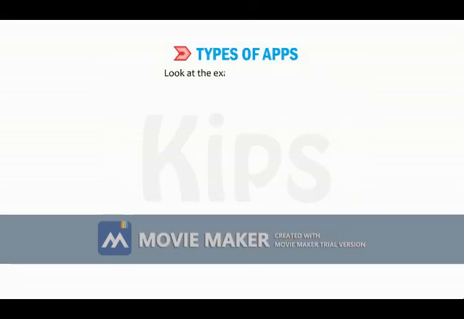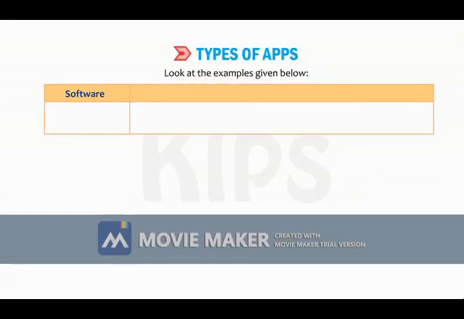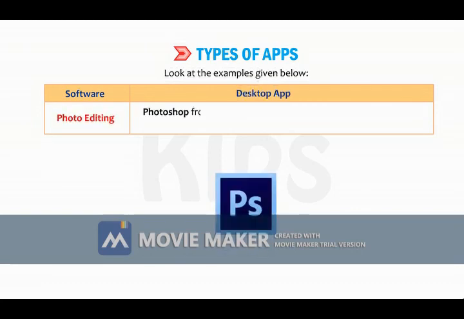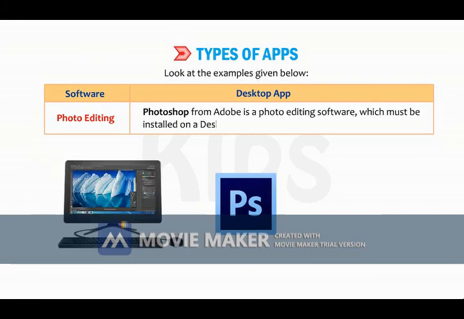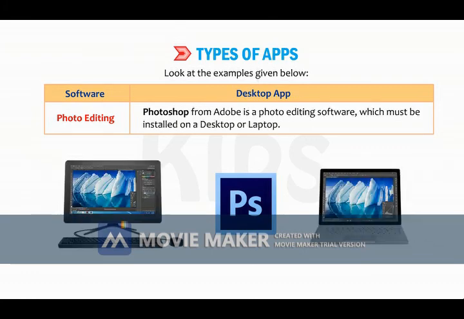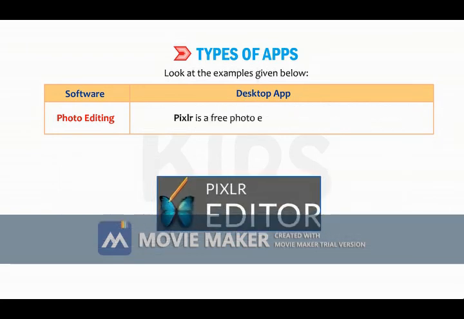Students, look at the examples given below. Software, desktop app, photo editing. Photoshop from Adobe is a photo editing software which must be installed on a desktop or laptop. Pixlr is a free photo editing tool for desktop.